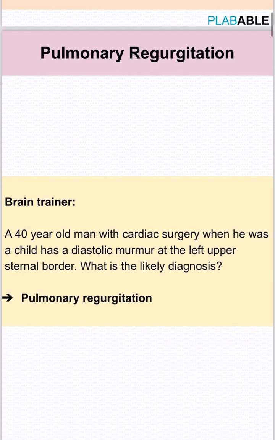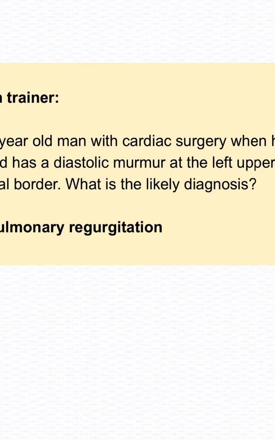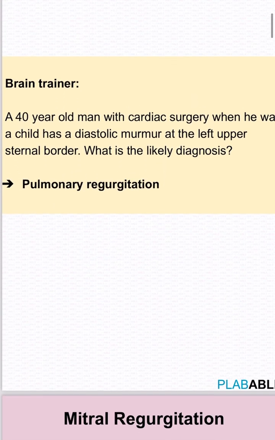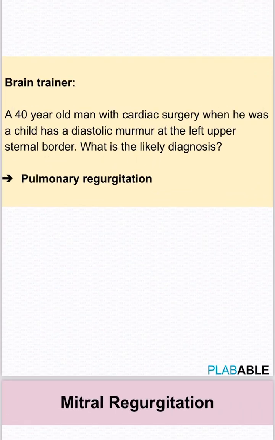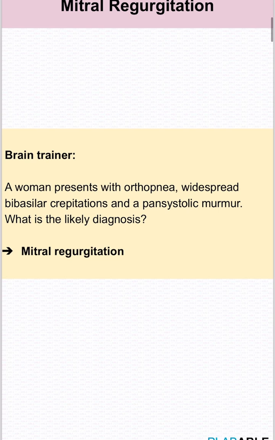Now let's talk about pulmonary regurgitation. Here is a scenario: a 40-year-old man who had cardiac surgery as a child has a diastolic murmur at the left upper sternal border. What is the likely diagnosis? Pulmonary regurgitation. He had cardiac surgery as a child and has a diastolic murmur, so pulmonary regurgitation.